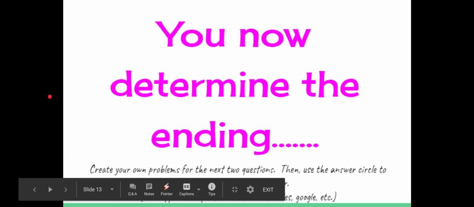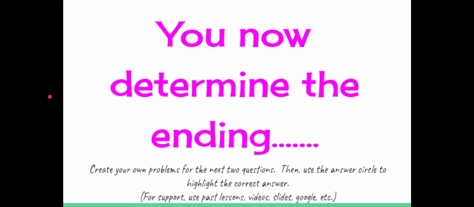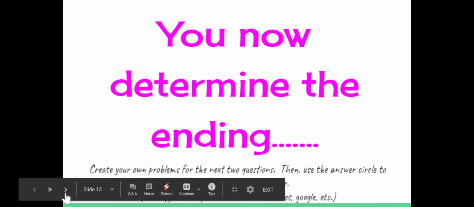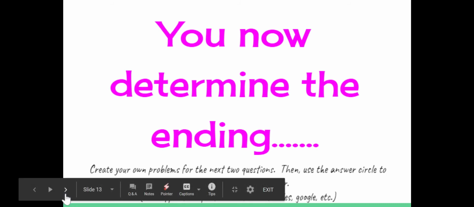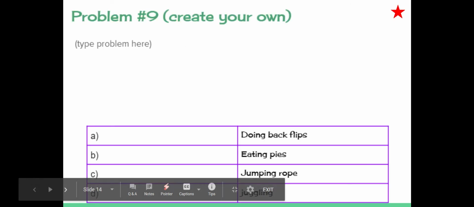This is where you now determine the ending. You create your own problems for the next 2 questions, then highlight the correct answer. For support, use past lessons, slides, Google, etc. It could be on substitution, graphing, testing a solution, different types of solutions, whatever you'd like. You'll type it in, and if you have to put in a picture, you can insert a picture. And then you create 4 answers, and they'll apply to those verbs.